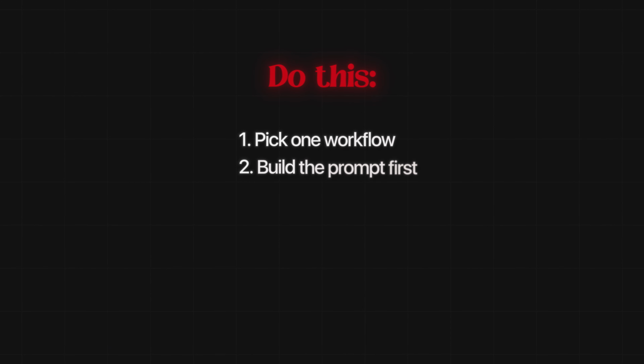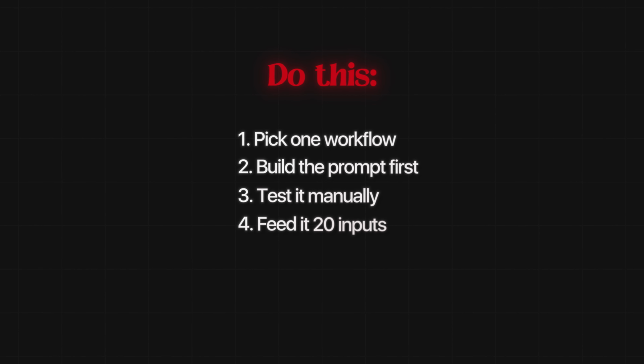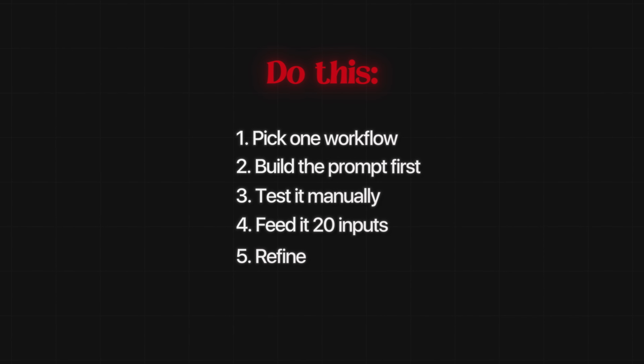Here's what to do instead. Pick one workflow, just one, the one that eats the most time. Build the prompt first, test it manually, feed it 20 real inputs and see what comes back. Refine the prompt until the output is consistently good. Then and only then do you add the automation layer around it. Get that one agent running reliably and then move on to the next.